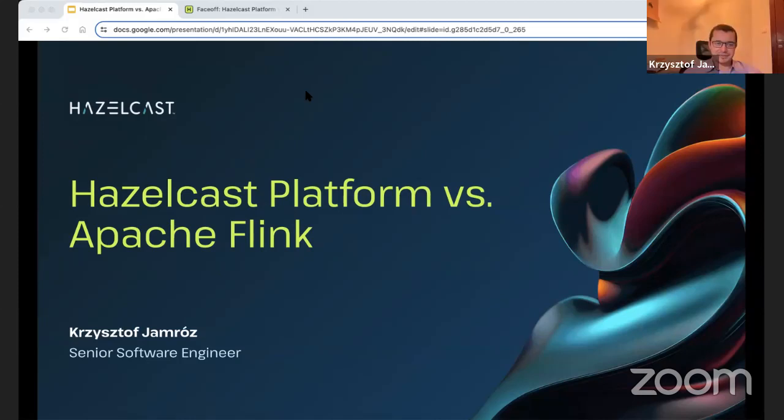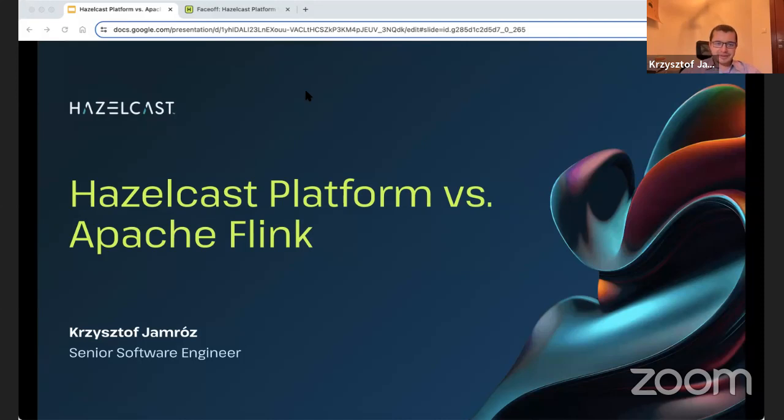Hi, everybody. My name is Krzysztof Jamrus. I work for Hazelcast for a year. I'm a senior software engineer. I'm a team leader in the SQL team, which develops our stream processing and SQL language features. I'm based in Poland, in a small city near Warsaw.